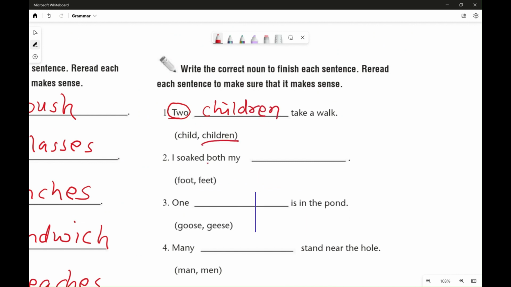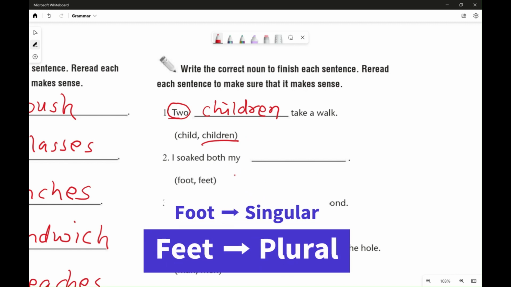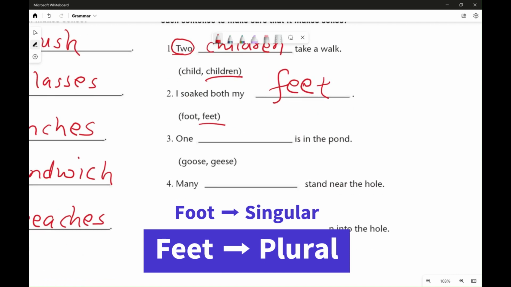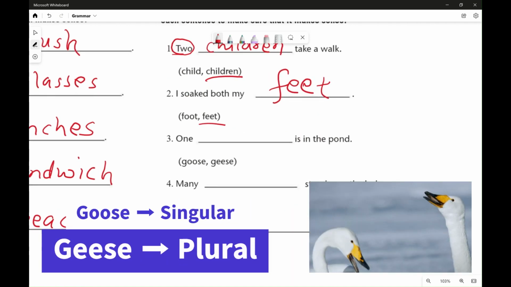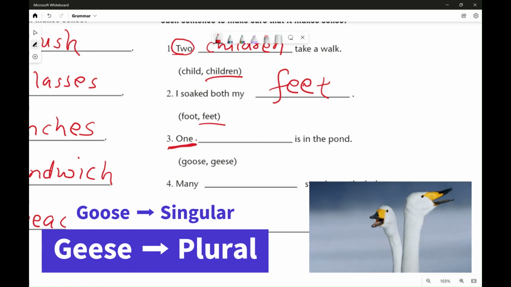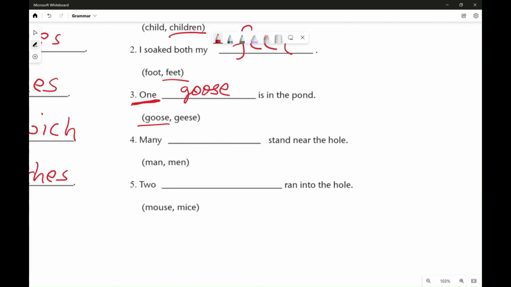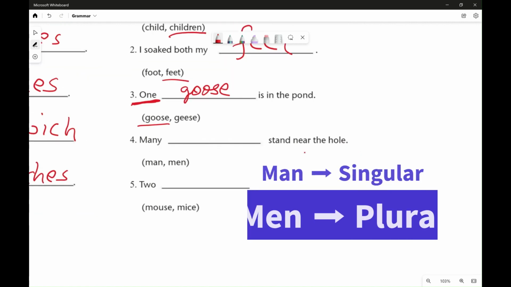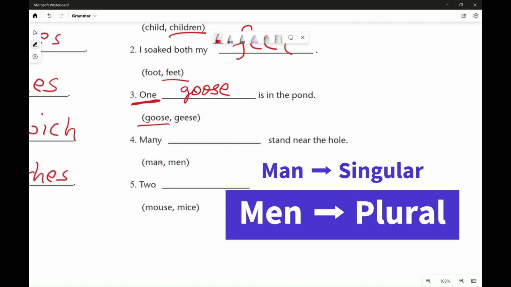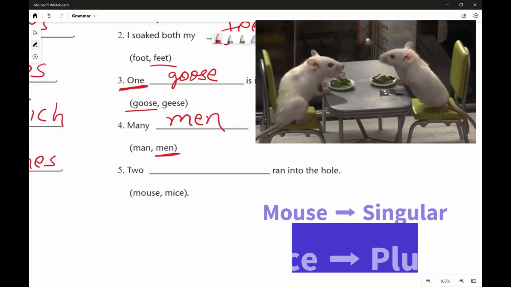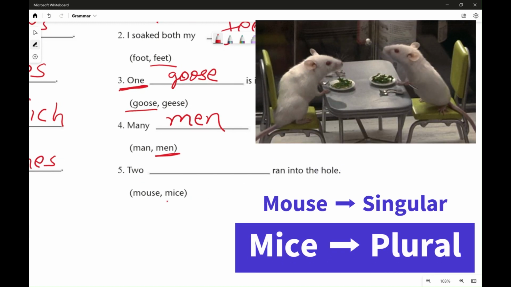Take a walk. I soaked both my feet. Okay, it says both. That means we have only 2 feet. 1 goose is in the pond. It says 1. Many men stand near the hole. One man and many men. Okay. Two mice ran into the hole.